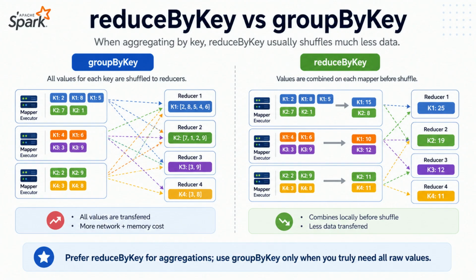The recommendation is straightforward. Use reduceByKey whenever you're performing an aggregation operation. Only use groupByKey if you absolutely need access to all the original values for a given key, as it is generally less efficient and should be used sparingly.